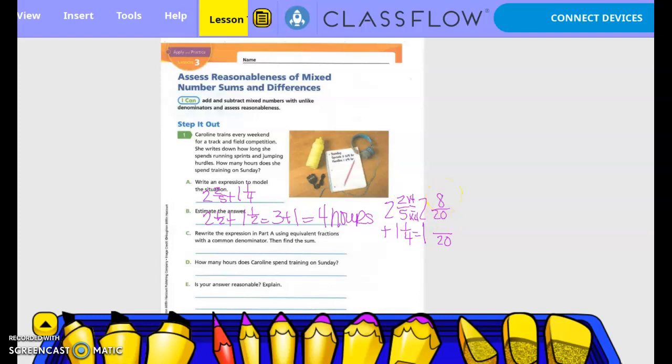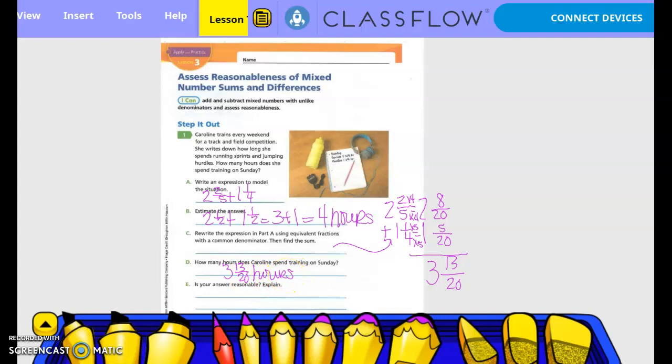How did I get from 4 to 20? Times 5. What I do on the bottom, I do on the top. So 1 times 5 is 5. So 8 20ths plus 5 20ths is 13 20ths. And 2 plus 1 is 3. So basically our work is over here, to give us a little bit more room. How many hours does Caroline spend training on Sunday? 3 and 13 20ths hours.